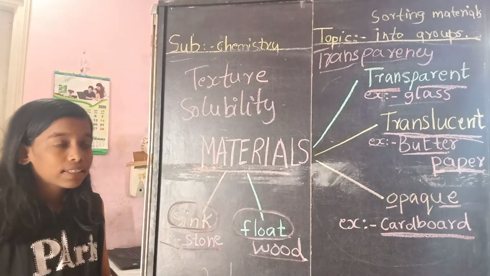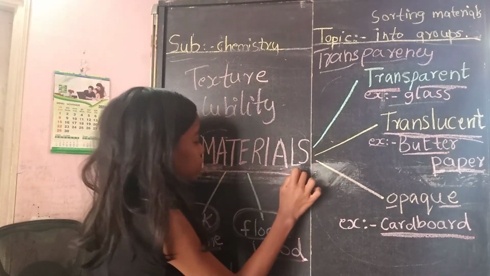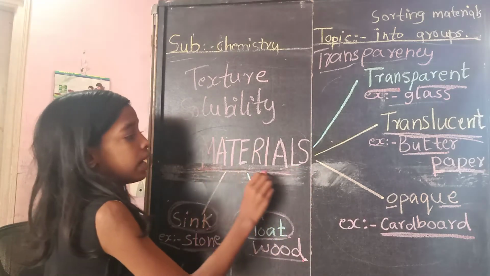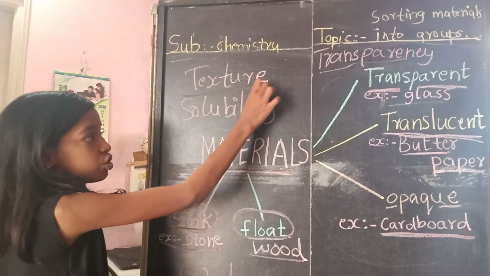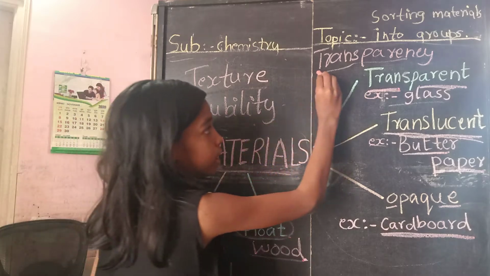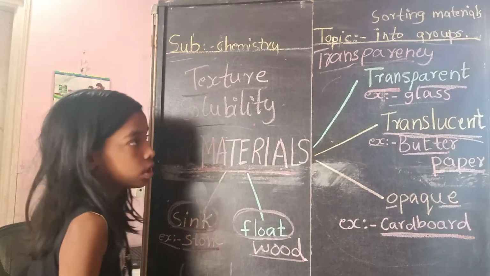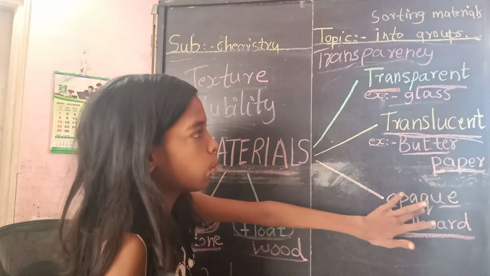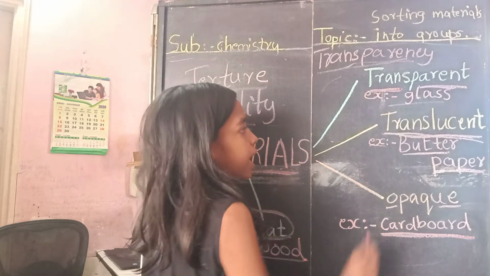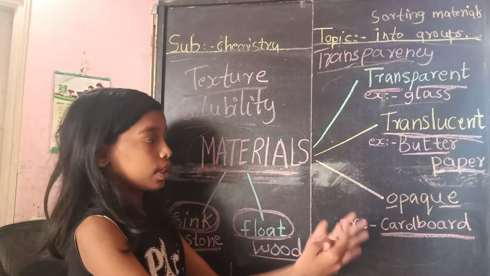Now that was for today's class. We will have a quick recap of it. Last class we discussed materials based on texture and solubility. Here we discussed the materials based on transparency and water. For transparency, we have three types: transparent, translucent and opaque. In transparent objects, all light can pass through, so we can see through them clearly.